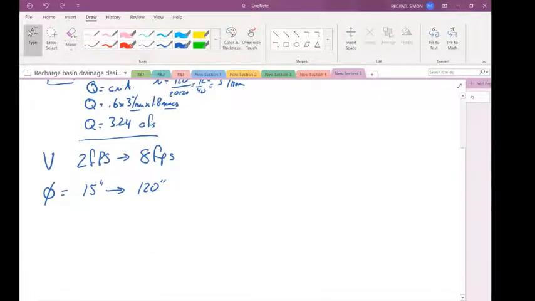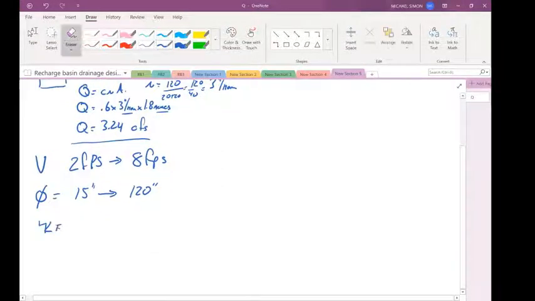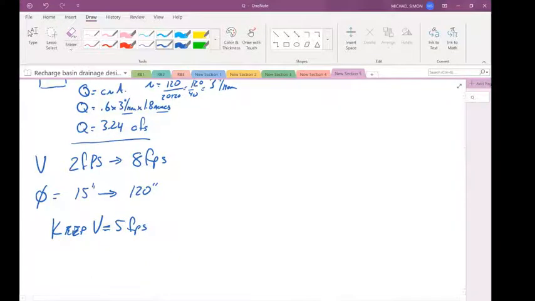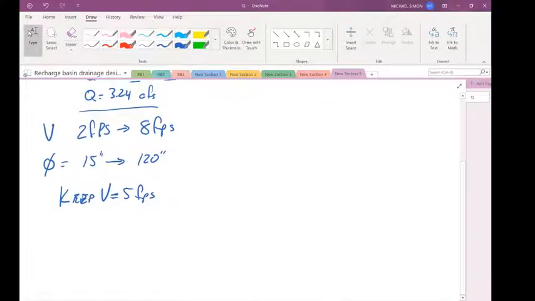Let's say that I want to keep velocity equal to 5 feet per second. And when I say equals, it doesn't have to be exactly at 5. It can float a little bit higher or a little bit lower. We want to keep it around there. Well, if we're trying to keep the velocity at a certain rate, we have two equations to work with.